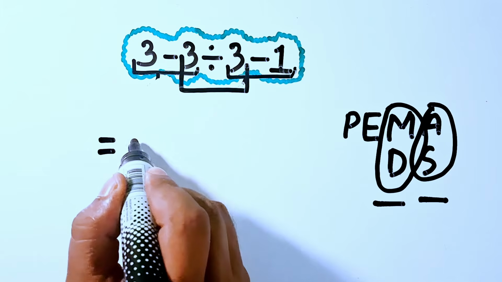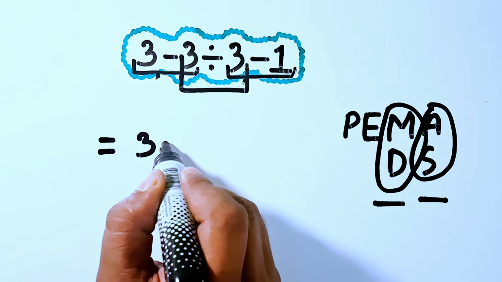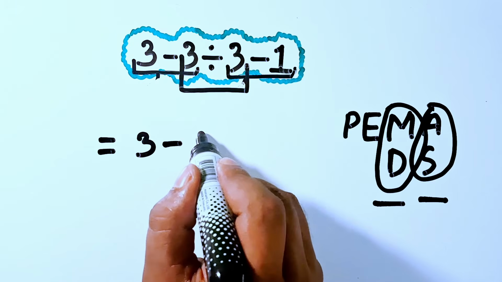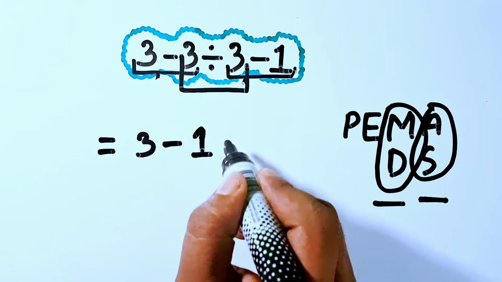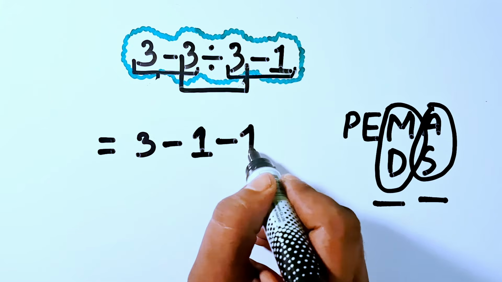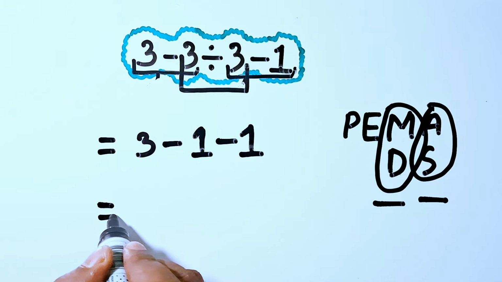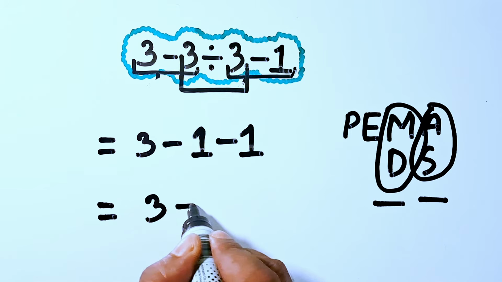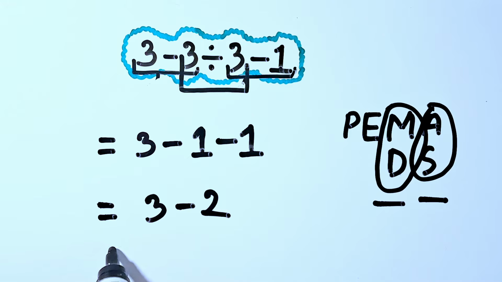First, 3 divided by 3. 3 minus 3 divided by 3 is equal to 3 minus 1. Then we can do 3 minus 1 is equal to 2. So 3 minus 1 is equal to 2, and 3 minus 2 is equal to 1.